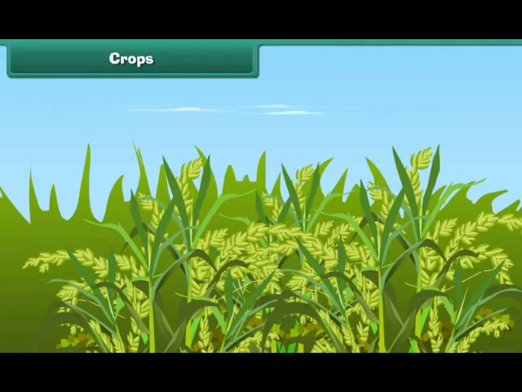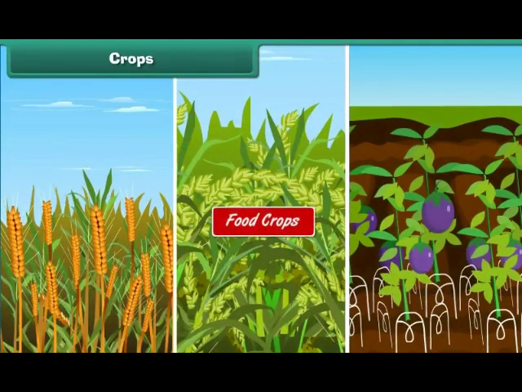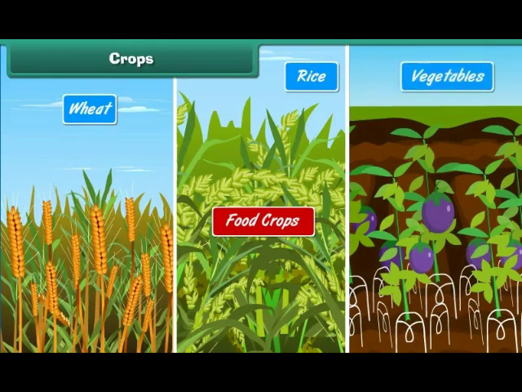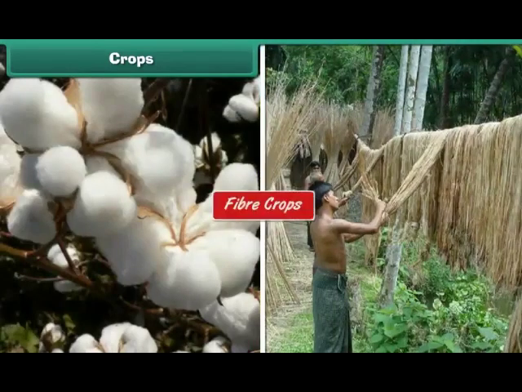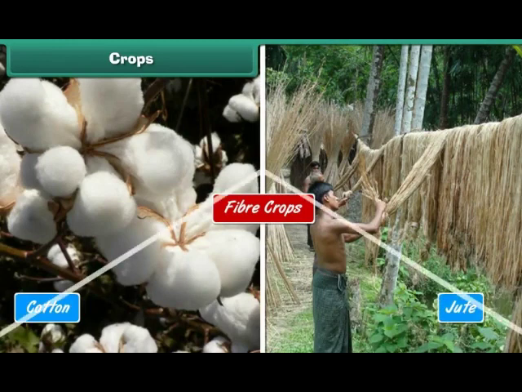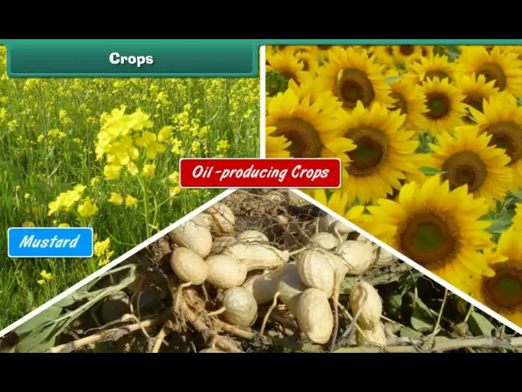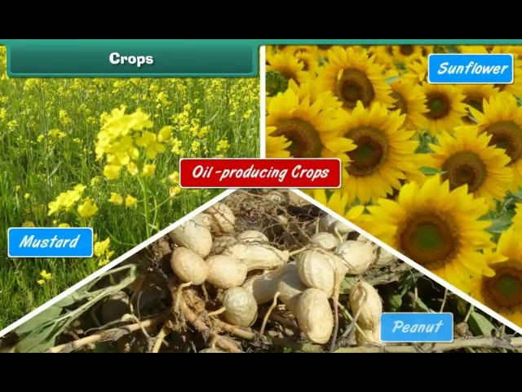Crops. Several plants which are grown in fields by farmers and are useful in various ways are known as crops. Crops are mainly of 3 types. Food crops, example, wheat, rice and vegetables. Fiber crops, example, cotton and jute. Oil-producing crops, example, mustard, sunflower and peanut.